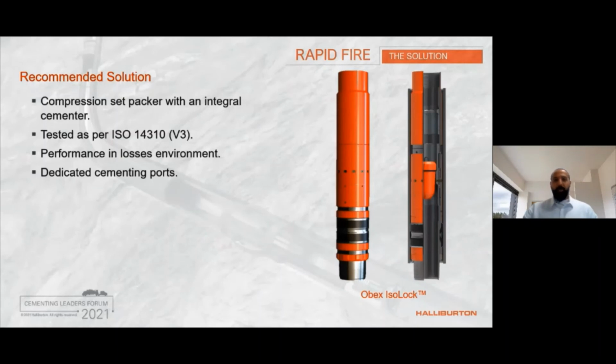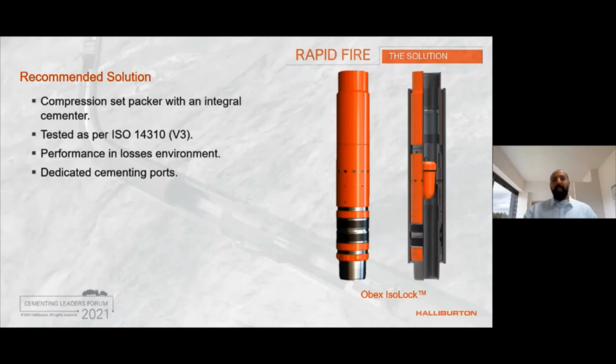The new stage cementing tool is called the OBX Isolock, which is an extended development of the OBX Gazlock, and it is a compression set packer with an integral cementer. The tool operates regardless of how severe the mud loss is in the annulus, which makes the tool highly reliable. The packer is tested as per ISO 14310, and it is V3 6K bidirectional rated.